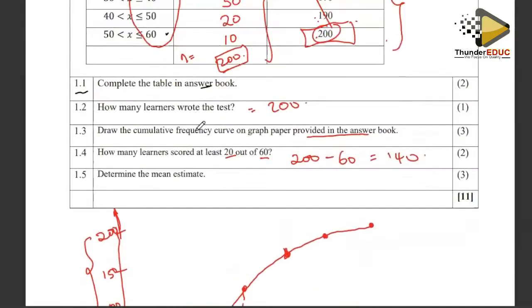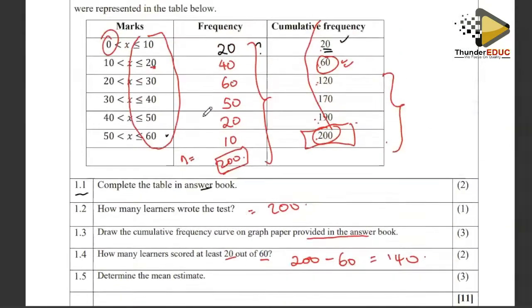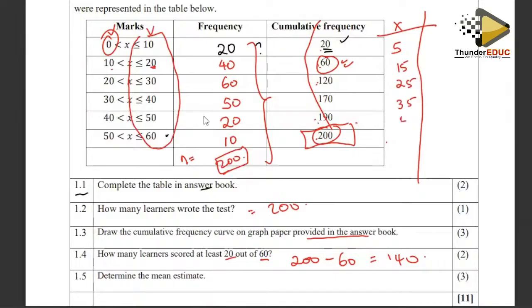Then determine the mean estimate. So for the mean of the group data, some people prefer to get the midpoint and then create a table. Yes, it's allowed, but it's a bit lengthy. How do we get the midpoint? You add 0 plus 10 divided by 2, that's going to be a 5. Then 10 plus 20 is 30 divided by 2, that's a 15. This is going to be a 25. That's going to be a 35. That's going to be a 45. This is going to be a 55.